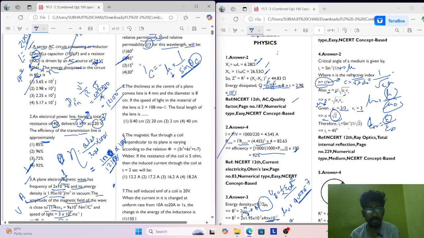The thickness at the center of a plano-convex lens is 4 mm, diameter is 8 cm. The speed of light in the medium of the lens is 2 into 10 to the power 8 meter per second. The focal length of the lens will be? Okay, calculate the focal length. Thickness T is given, diameter is 8 centimeter, so R will be equal to 4 centimeter. Speed of light is given for that material. The focal length of the lens you have to calculate. This can be done by geometry, right?